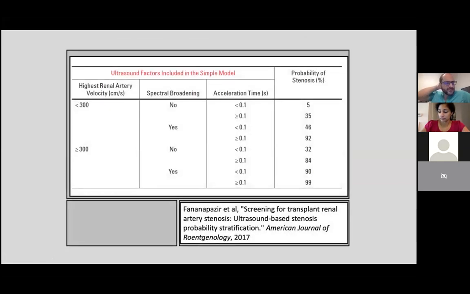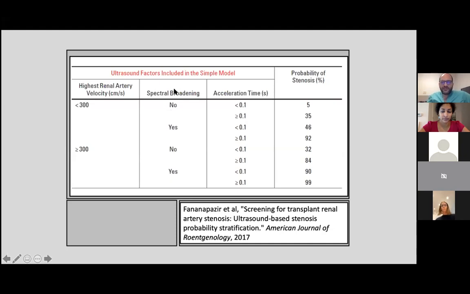So when we actually looked at all of our cases who had gone to angiography, we took all the cases that had gone to angiography that had an ultrasound beforehand. And since we had a fair number that were actually negative, it allowed us to be able to look at all of the different factors that have been described in the literature, as far as resistive index, the ratio, the highest renal artery velocity. And then we added in spectral broadening because that was something that I was noticing in a lot of patients that actually had true transplant renal artery stenosis. They had spectral broadening distally.